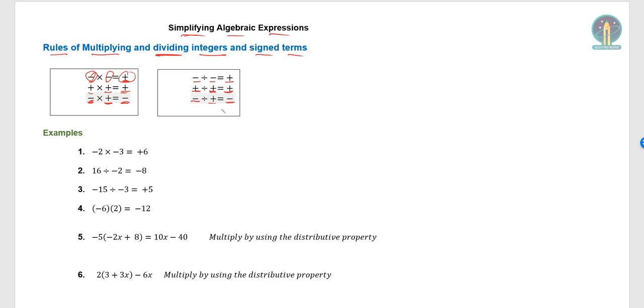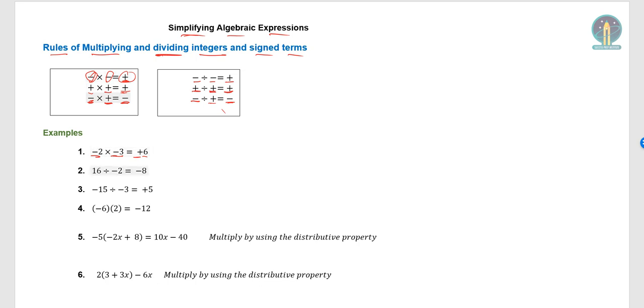Let's look at some examples. So minus 2 times minus 3. Again, these two are multiplied and they are of the same sign, which happens to be negative, but it's the same sign. So the result is positive 6. Okay, 2 times 3 is 6. Negative times negative is positive.